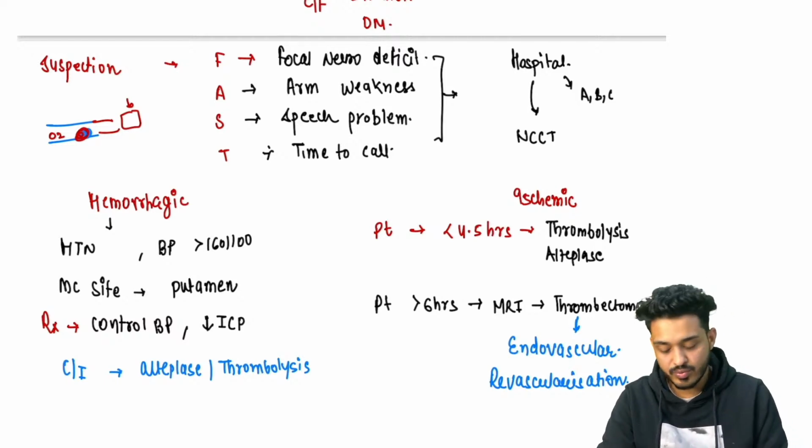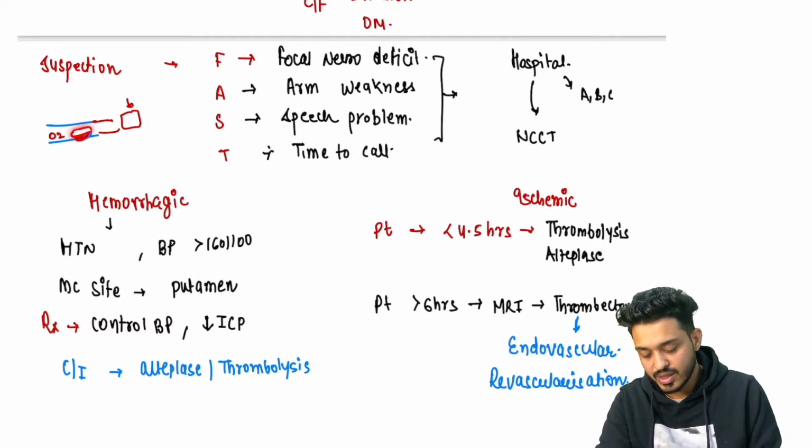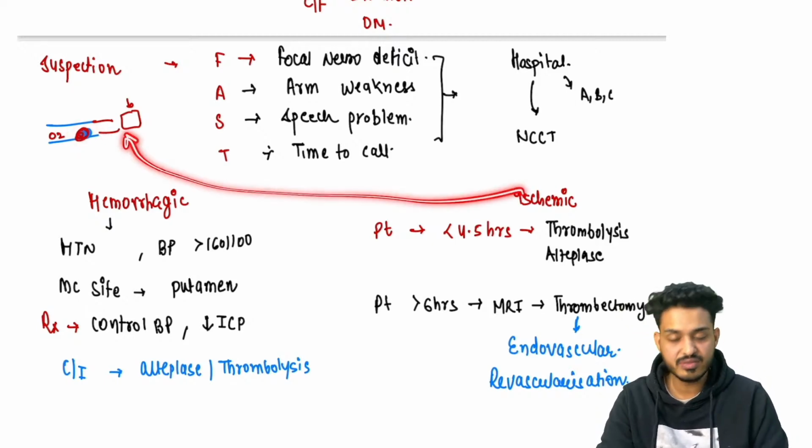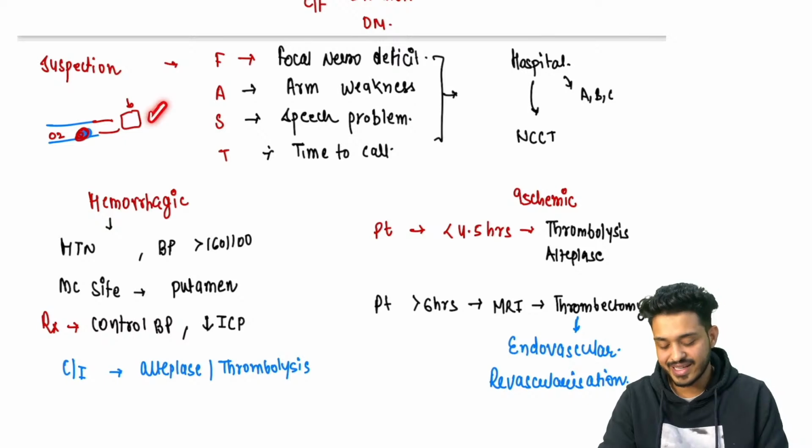What we need to do? We need to thrombolyse. We need to do the thrombolysis. We need to remove this clot. This is what we are doing in the cases of ischemic stroke. It will regain the supply.